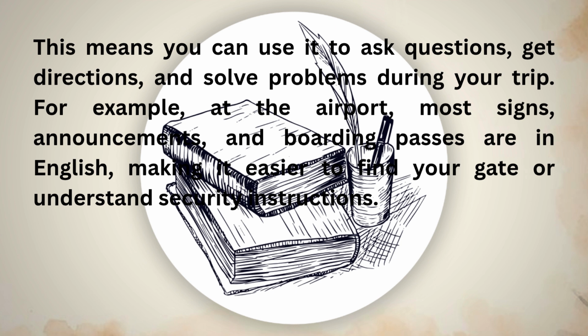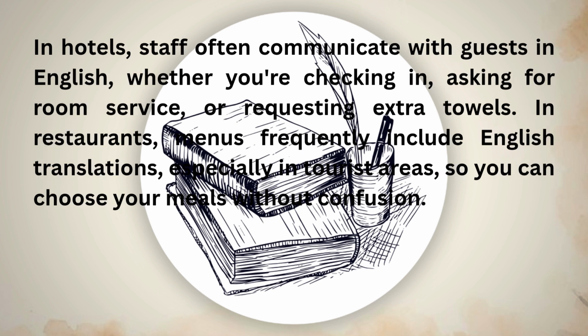For example, at the airport, most signs, announcements, and boarding passes are in English, making it easier to find your gate or understand security instructions. In hotels, staff often communicate with guests in English, whether you're checking in, asking for room service, or requesting extra towels. In restaurants, menus frequently include English translations, especially in tourist areas, so you can choose your meals without confusion.